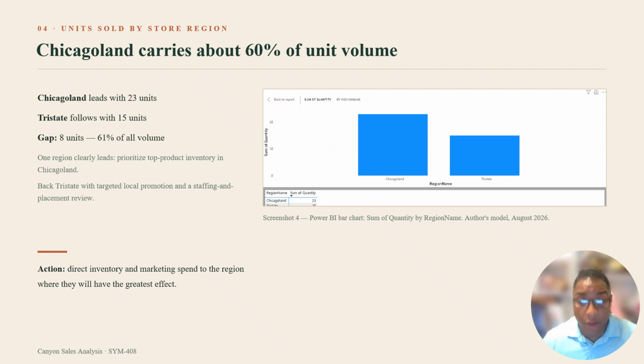Because one region clearly leads, Chicagoland is our stronger channel and should get priority when we allocate inventory of the top products. Tri-State, on the other hand, deserves targeted local promotion and a fresh look at staffing and store placement. This view tells us where attention and dollars will have the greatest effect.